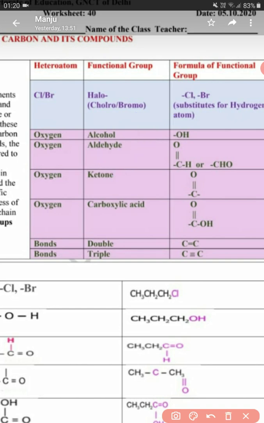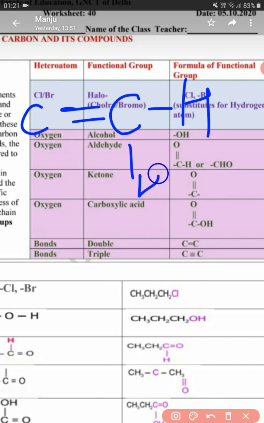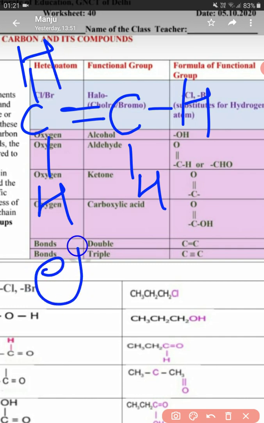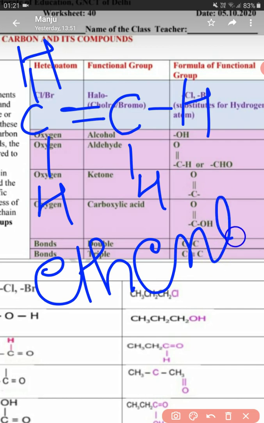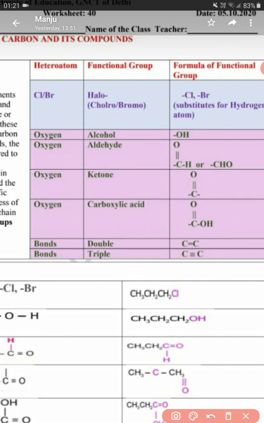So this is carboxylic acid. Next is double and triple bonds. So when there is a double bond between 2 carbon atoms, now each carbon is having 2 other bonds with 2 hydrogen atoms. So 2 carbon atoms means eth, and double bond means ene, E-N-E. So the name is ethene. If we have 3 carbon atoms, it will be propene, 4 carbon atoms, butene. So you can yourself practice and draw the structures.